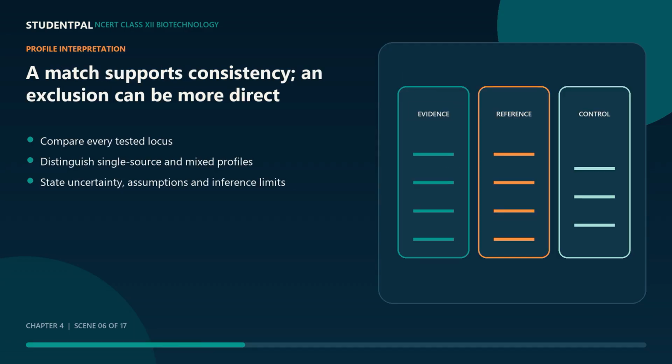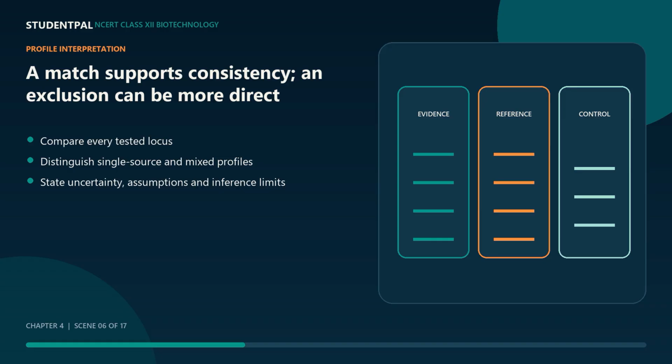Profile interpretation separates observation from inference. The observation is a set of detected alleles at defined loci. If a reference contains an allele not explained by a clear single-source evidence profile, exclusion may be supported under the stated conditions. If the alleles are consistent, the profile is not automatically unique. The strength of support depends on allele frequencies, number of loci, relatedness assumptions, and analytical quality. Mixed profiles require contributor models and careful attention to peak balance, possible allele dropout, and artifacts.